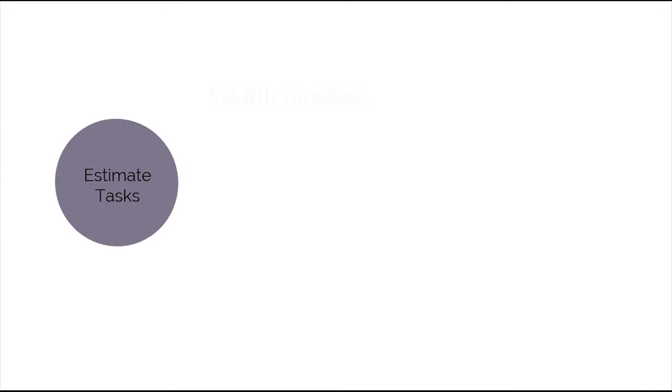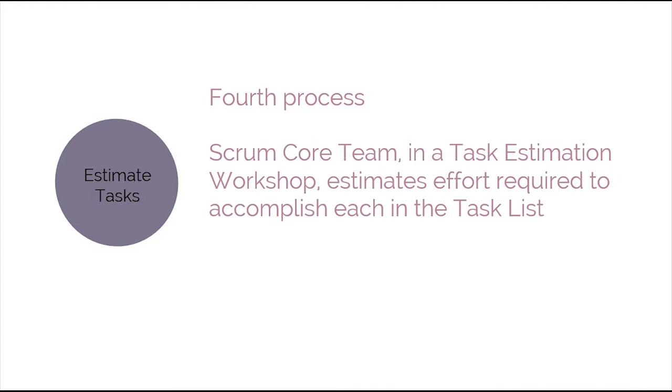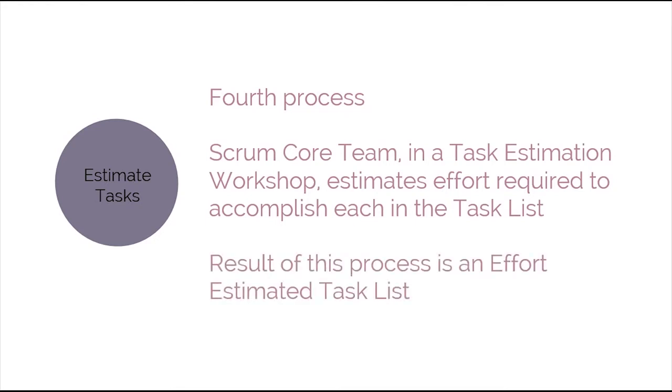Estimate Tasks is the fourth process. During this process, the Scrum core team, in a task estimation workshop, estimates the effort required to accomplish each item in the task list. The result of this process is an effort-estimated task list. The last process conducted during this phase is Create Sprint Backlog.